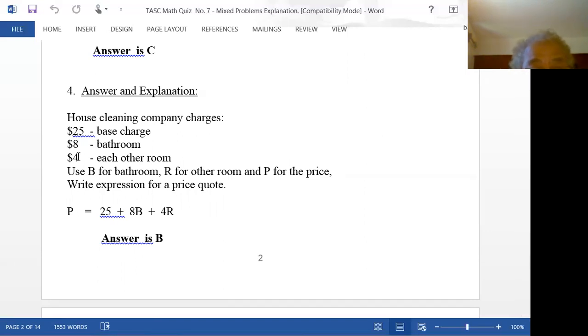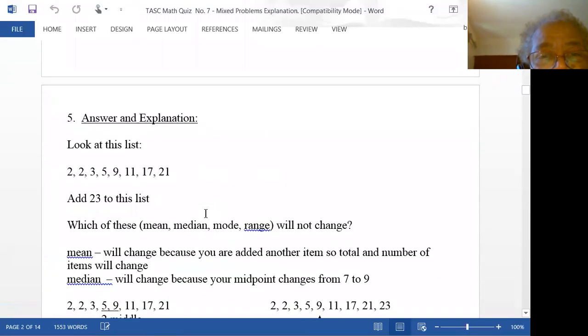This is the price. And the price then is equal to fixed or base charge plus $8 times the number of bathrooms plus $4 times the number of other rooms. So this is what we have in the formula. And if you look on your sheet at your choices, you're given what? You're given B that matches what we have here for the price quote. Okay, let's go to number 5.